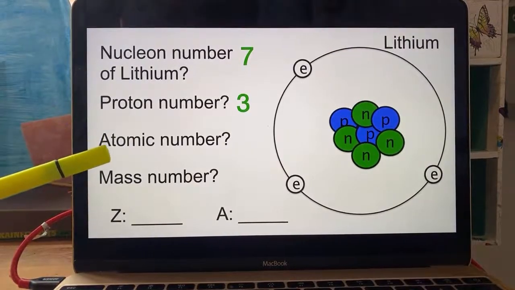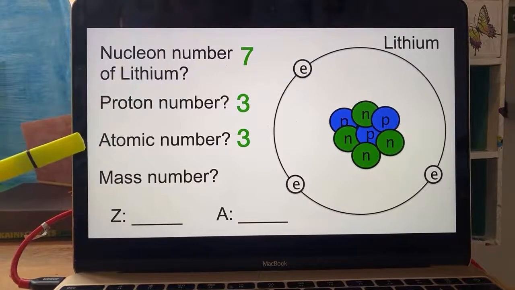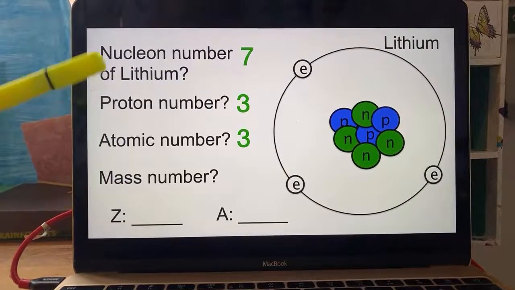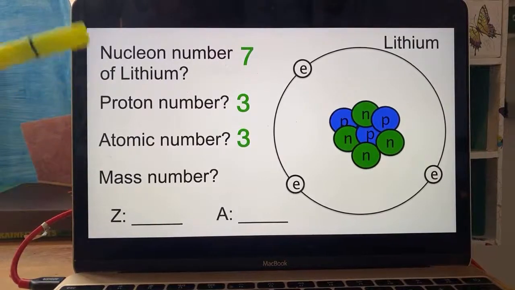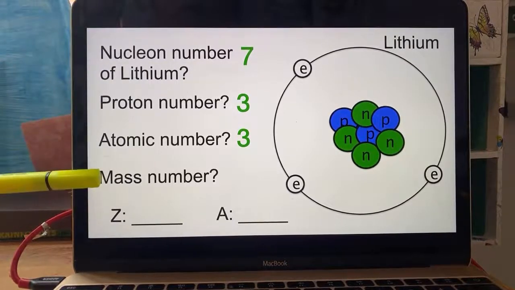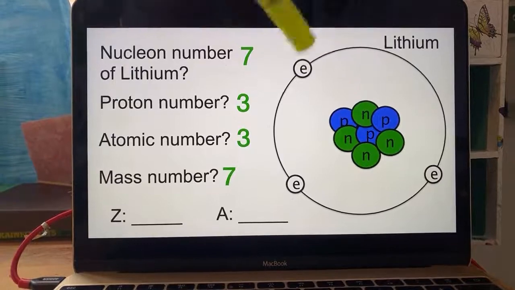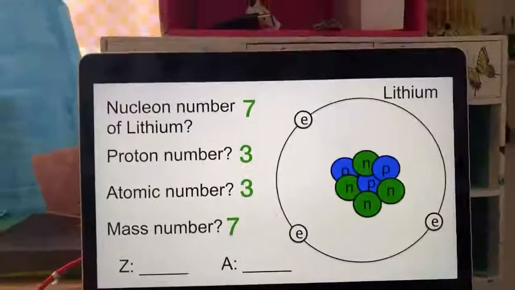The atomic number is the same as the proton number. So the atomic number is also 3. And the mass number is the same as the nucleon number. It's just a different word for it, and it's good that we get used to saying both names. So the mass number here is also 7. Remember, we looked at last week how electrons basically don't weigh anything. If you're ever doing any maths at this level about what an atom's mass is, you can just ignore electrons because they're so small.